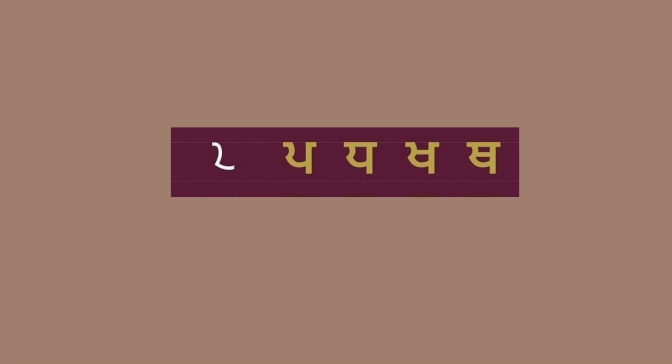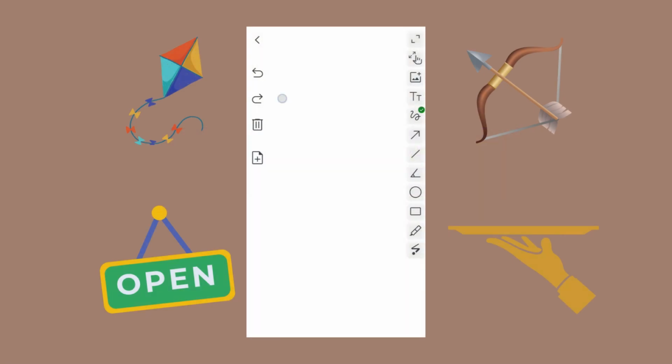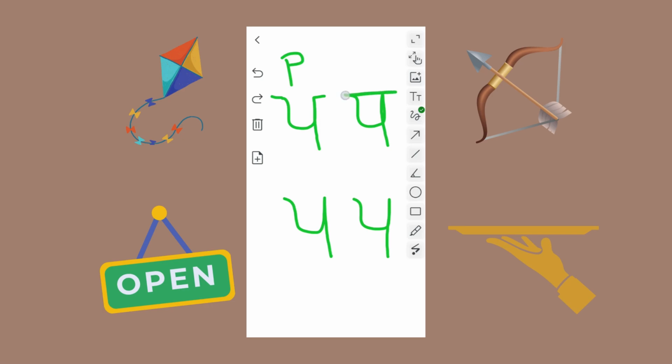Let's take a look at the next set of similar looking alphabets. Try to remember the letter pa, patang, papita. Now, if you write this letter and do not close it on top fully, then it stays as pa. However, if this letter is closed on top with a line fully, then it becomes the letter tanush.